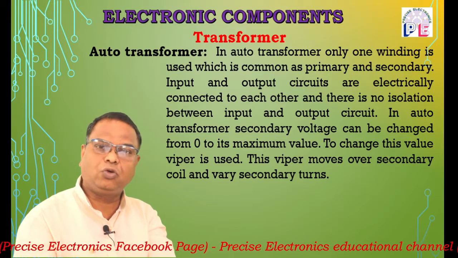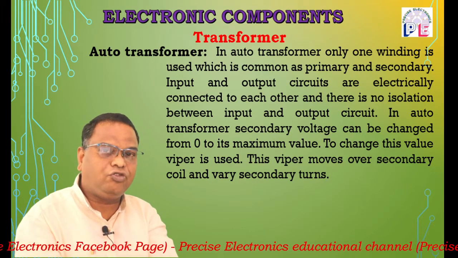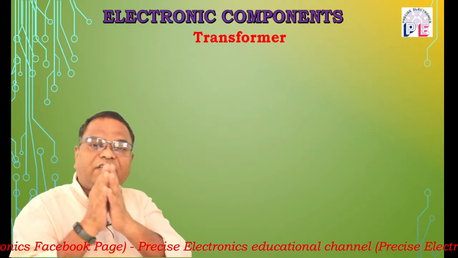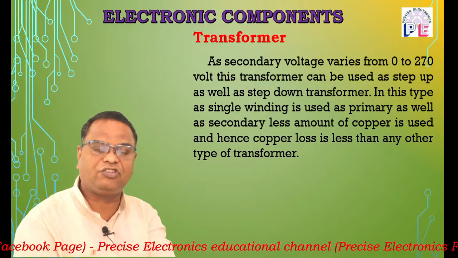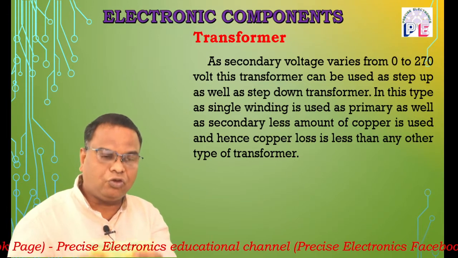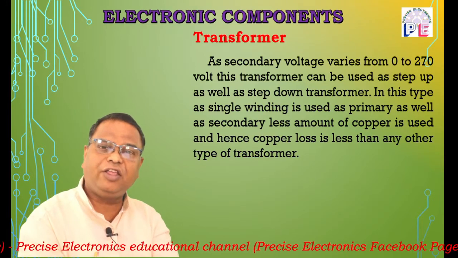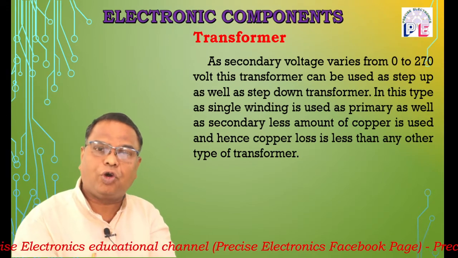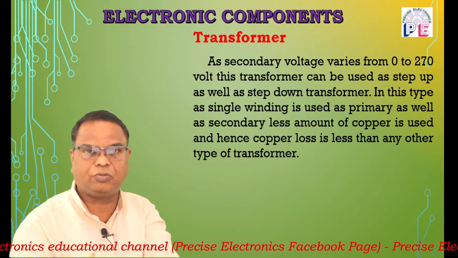The primary is connected to 230 volt AC mains. In this transformer, as a single coil is used for the primary and secondary, the secondary is directly connected to the primary coil, so there is a risk of electric shock. There is no electrical isolation. But as a single coil is used for both primary and secondary, less copper is used, and that's why the copper loss is minimum in the case of an auto transformer.